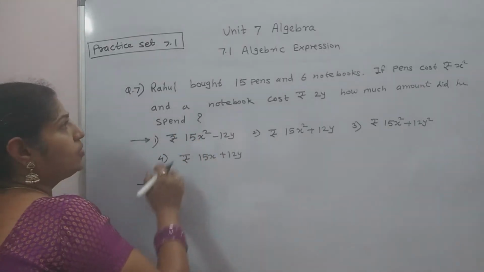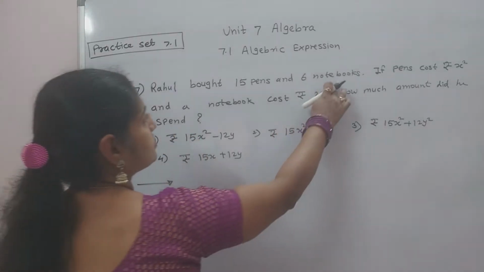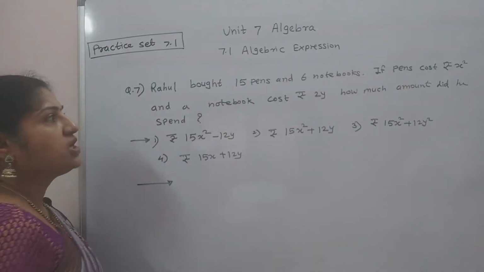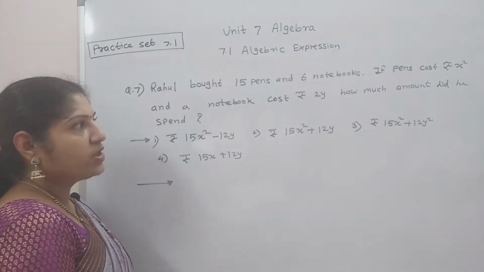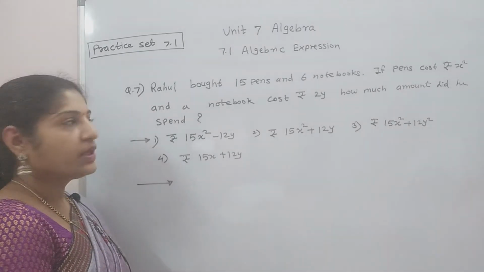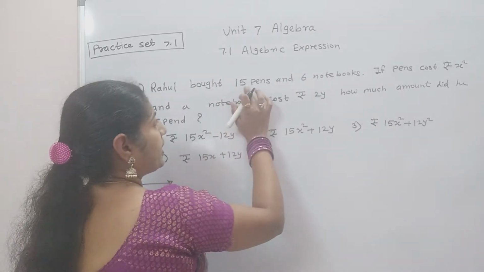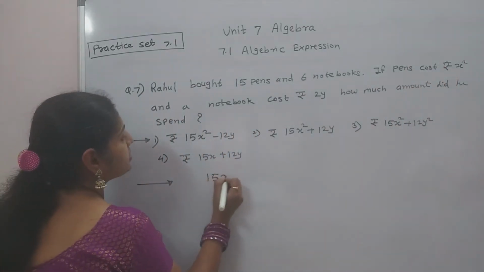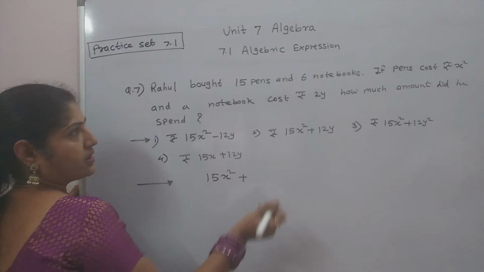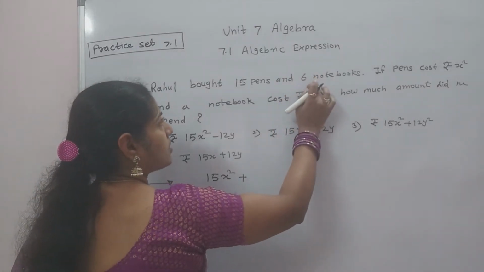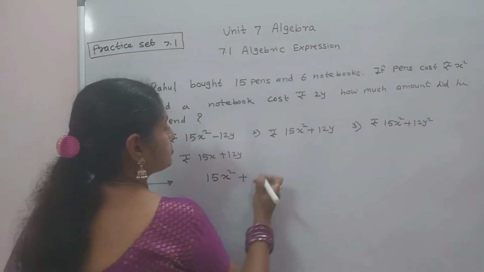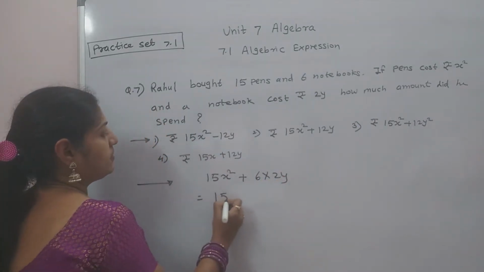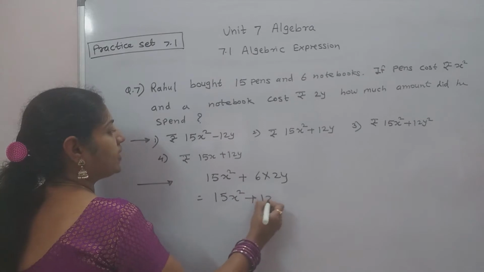Next is: Rahul bought 15 pens and 6 notebooks. If a pen costs rupees x square and a notebook costs rupees 2y, how much amount did he spend? Number of pens into cost of the pen, so 15x square plus 6 notebooks. The cost of one notebook is 2y, so 6 into 2y. So the answer is 15x square plus 12y.